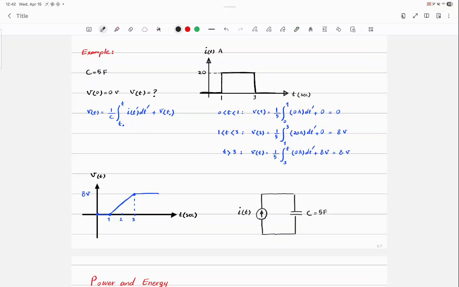What happens after 3 seconds in the circuit, physically? Yeah, because the current has come back to 0, right? So the current is 0. So there isn't any current source feeding our capacitor. What does a 0 current source mean? Open circuit.